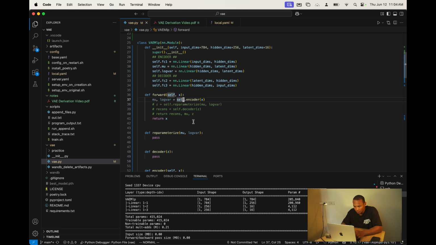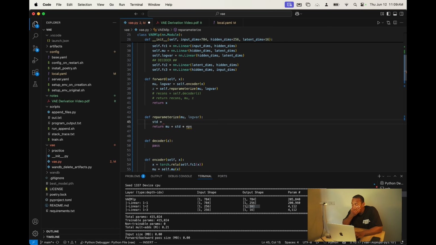1 by 16, 1 by 16. Yeah, two 1 by 16 layers.